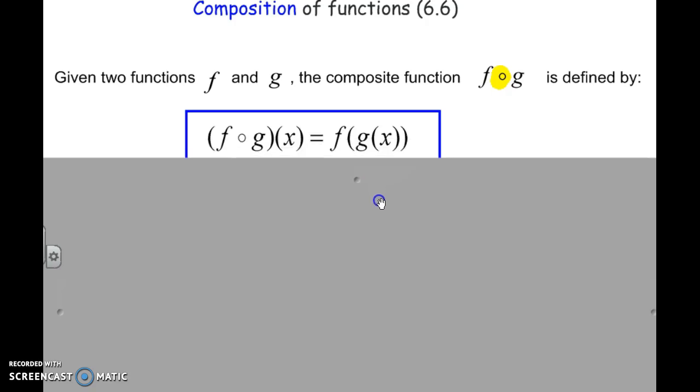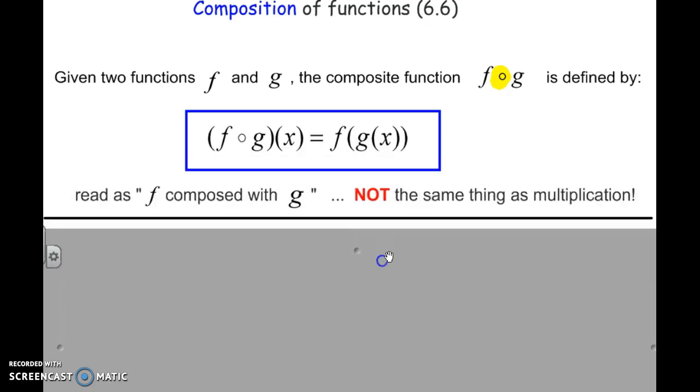So today we're talking about composition of functions. This symbol right here kind of looks like a little donut. It's read as f composed with g. So it's not the same thing as multiplication. You're not multiplying f and g, it's composing the functions.